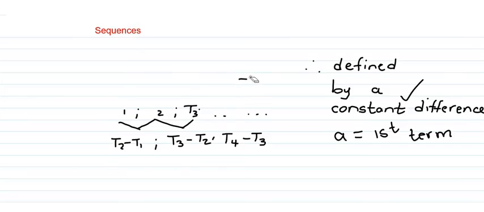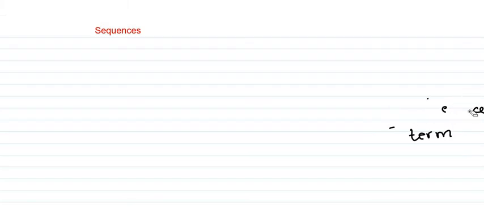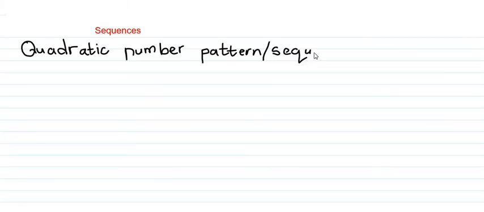So the second type, we call it quadratic number patterns. So, we note that it is important for quadratic number patterns. Quadratic number patterns. Sometimes they call it a sequence. So these words or terms can be used interchangeably. Some say quadratic number pattern or quadratic number sequence.